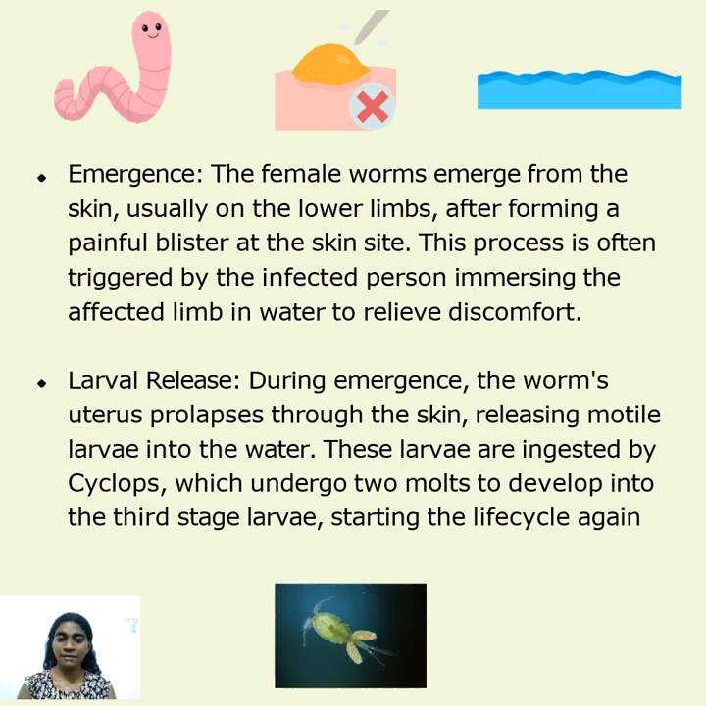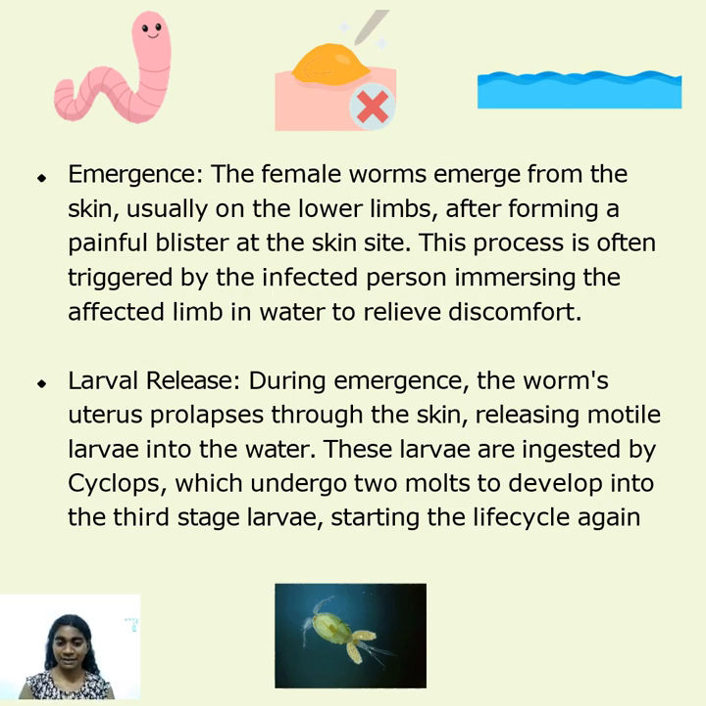Emergence. The female worms emerge from the skin, usually on the lower limbs, after forming a painful blister at the skin site. This process is often triggered by the infected person immersing the affected limb in water to relieve discomfort. The last one, larval release. During emergence, the worm's uterus prolapses through the skin, releasing motile larvae into the water. These larvae are ingested by cyclops.